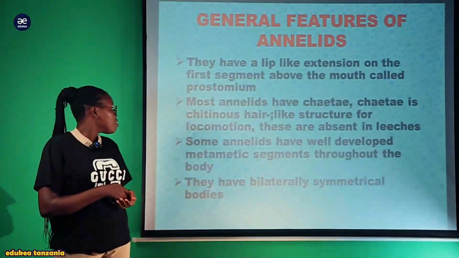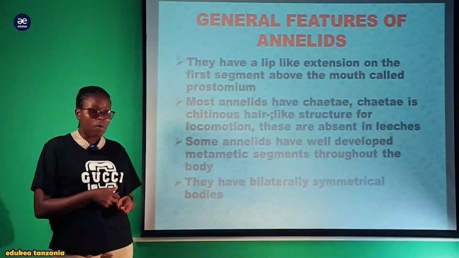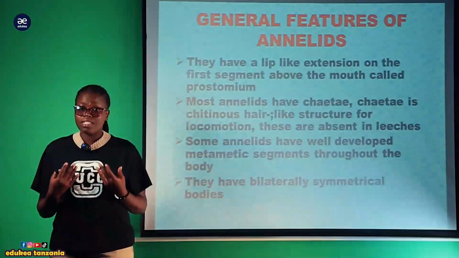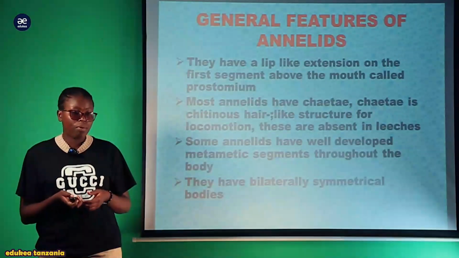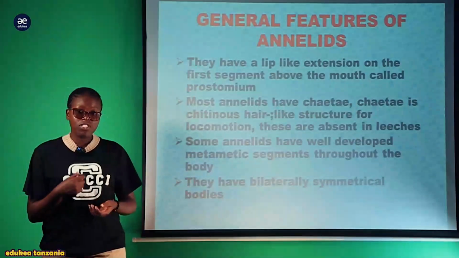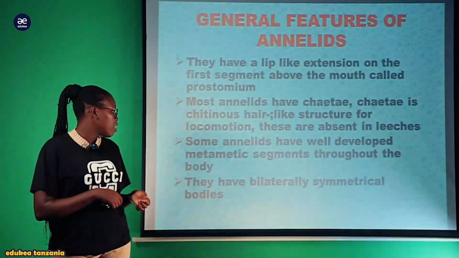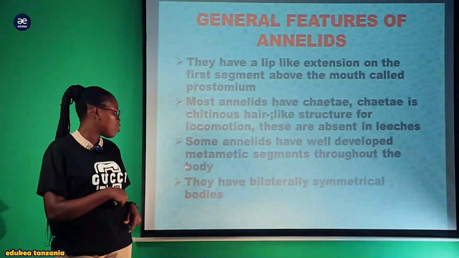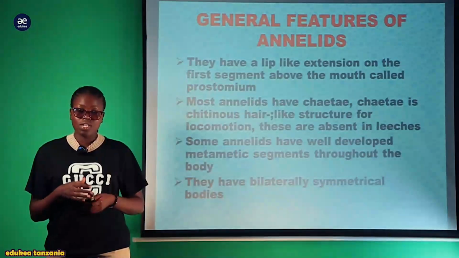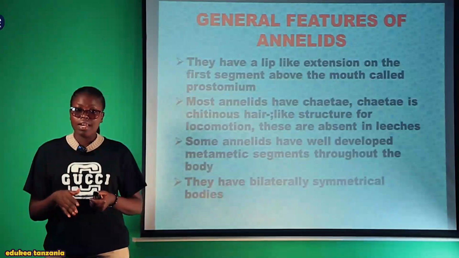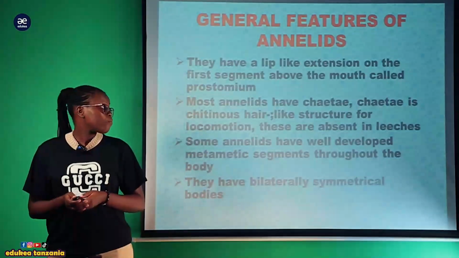Also, some annelids have well developed metameric segmentation of the body. Tumesema kwamba they are ringed worms, meaning that they have a jointed body, wanakuwa na metameric segments which are capable of growing into another organism. Vilevile, they have a bilateral symmetrical body, meaning that once their body is cut longitudinally, it divides to give two equal halves.